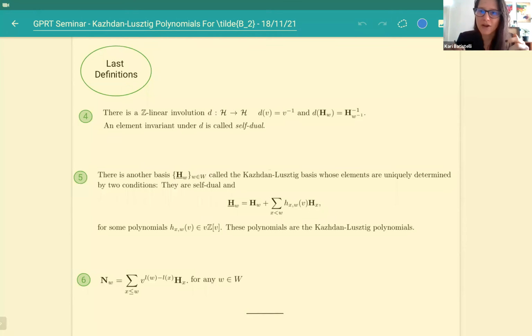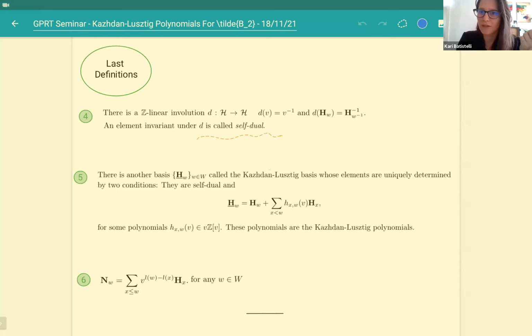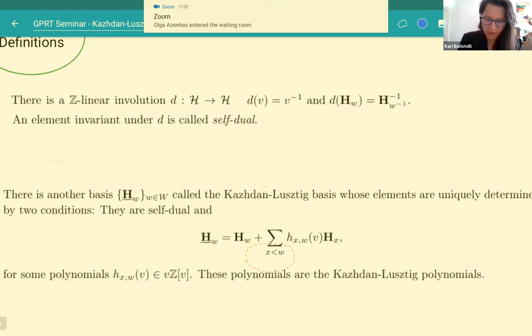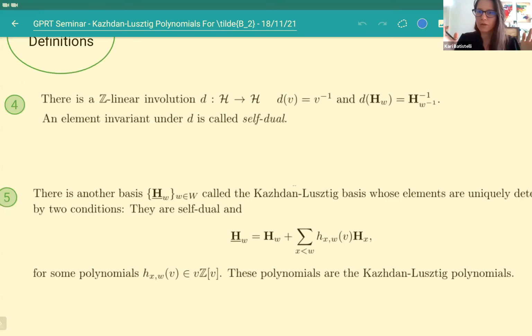The elements there are uniquely determined by two conditions. The first one is that they have to be self-dual, which is why we get this definition right here. And the second one is that they should have a formula that looks like this. So I'm going to zoom in again. We are going to have elements in the Weyl group that are lower or equal in the Bruhat order, and we're going to have a sum that looks like this. It's important that this is always accompanied by 1. And these are what are called the Kazhdan-Lusztig polynomials.